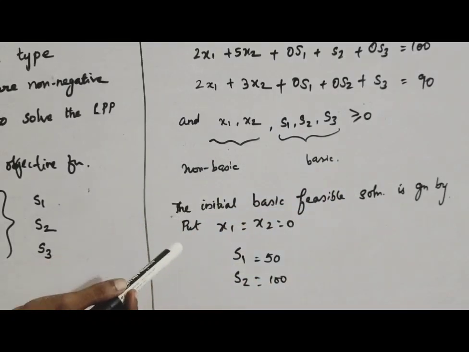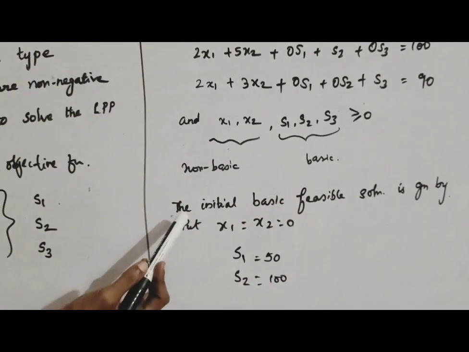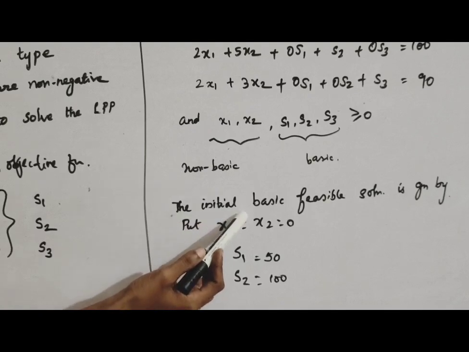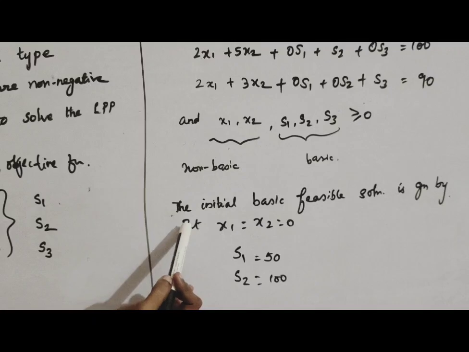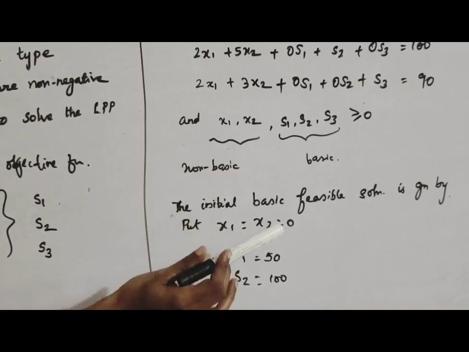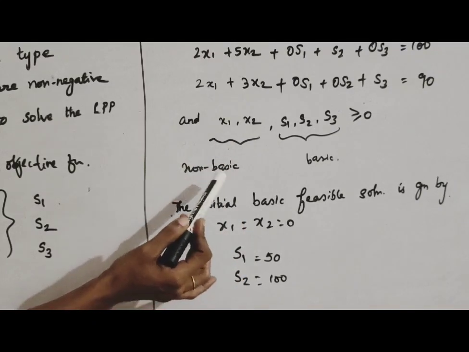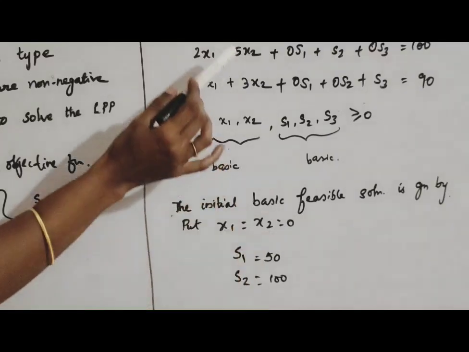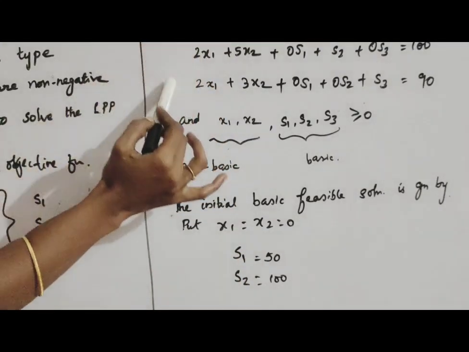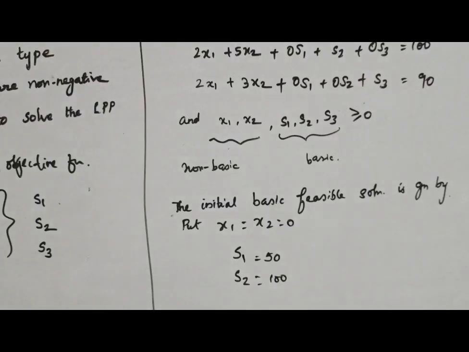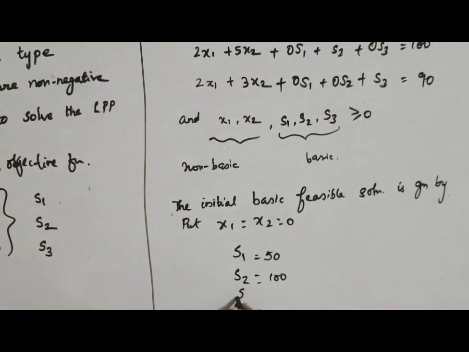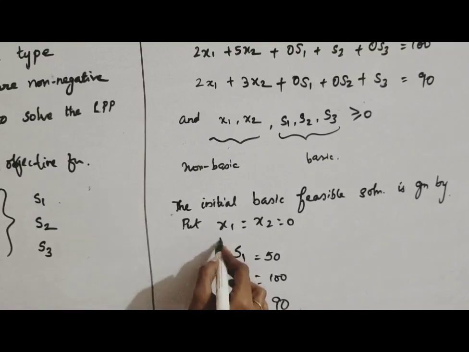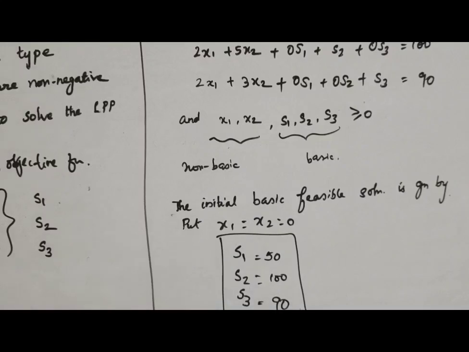After completing the standard form, you have to proceed with the initial basic feasible solution. How do you get the initial basic feasible solution? By substituting the non-basic variables as 0. Using these 3 constraints, we get: first, s1 is equal to 50, second, s2 is equal to 100, and third, s3 is equal to 90. These are the initial basic feasible solution.